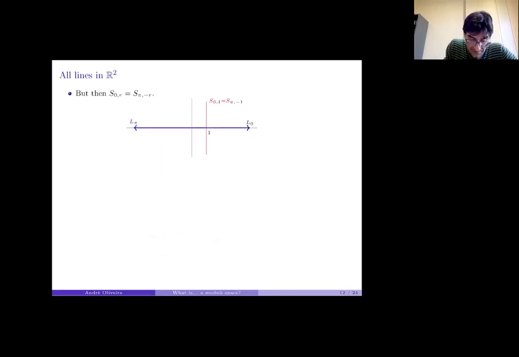But now if you add pi, you have L zero there, and L pi, which is there, the same line but oriented on that side. So I can consider the same line by two different parameters. For instance, this line here is S zero one, because it corresponds to theta equals zero and r equals one, positive because it's on the positive side of the orientation of L zero. But it's also S pi minus one, because now it's minus one, since this is on the negative part of the orientation that I gave you for L pi.